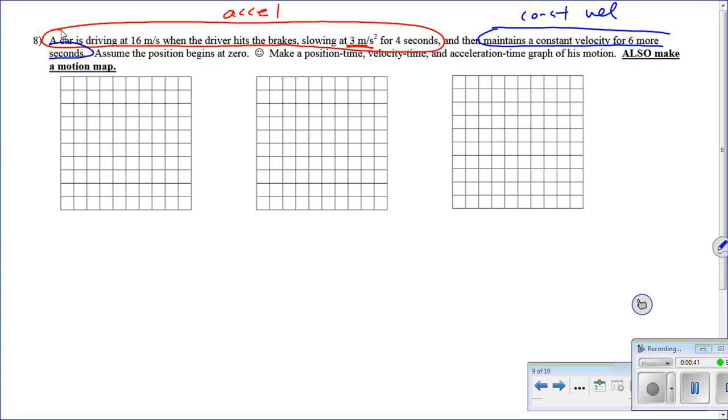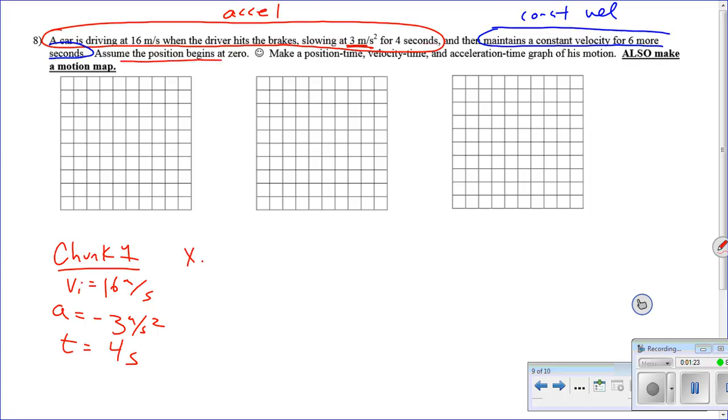All right, so what we want to do here is do exactly that, break it up into chunks. So in chunk number 1, here are the things that we know. We know that the initial velocity of the car is 16 meters a second. We know that the car is going to slow at 3 meters per second squared. That means the velocity is going to decrease, so I've got to make that acceleration negative. Again, that is a huge, huge issue with students forgetting to put in those negative signs. So try to remember that. And then all of this takes place over 4 seconds. And then here it says assume the position begins at 0. So we can assume that our starting position is 0.